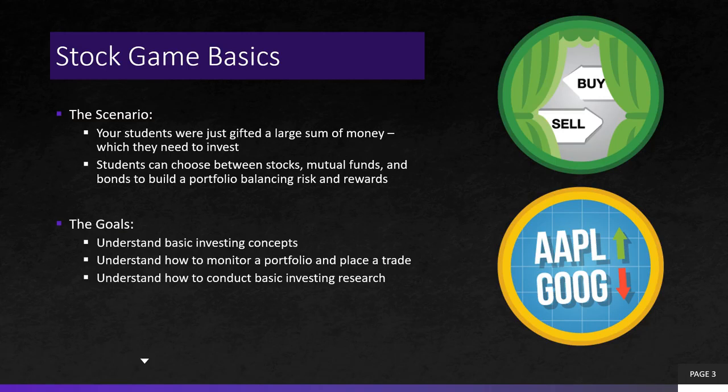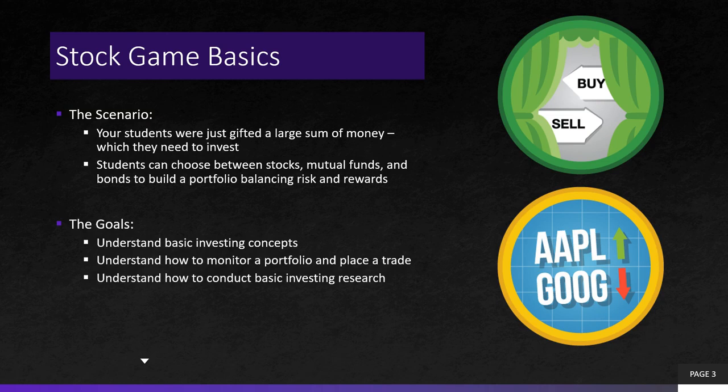So first up, the stock game basics. What is a stock game? So your students, when they sign in, are just given a bunch of money. Most common is $100,000. That's usually configured by the teacher, and they need to invest it. So they can choose between stocks, mutual funds, and bonds, maybe some other security types to build a portfolio, balancing their own risk appetite and the reward they're seeking.